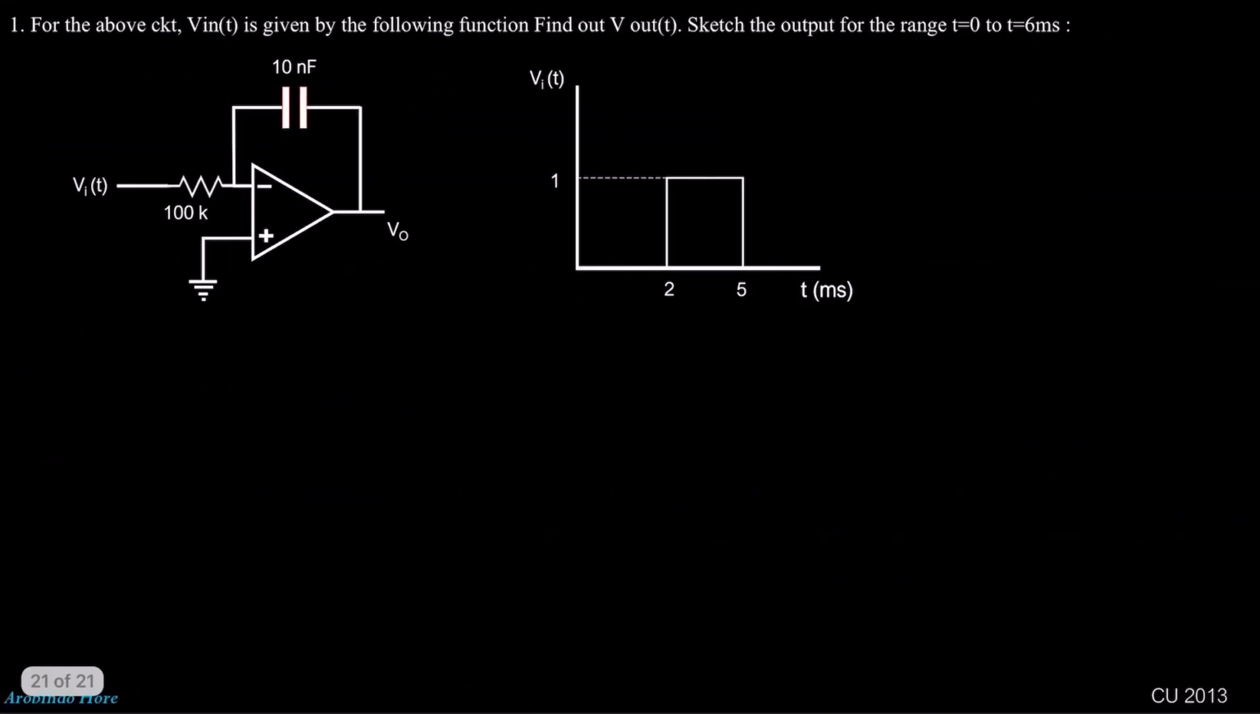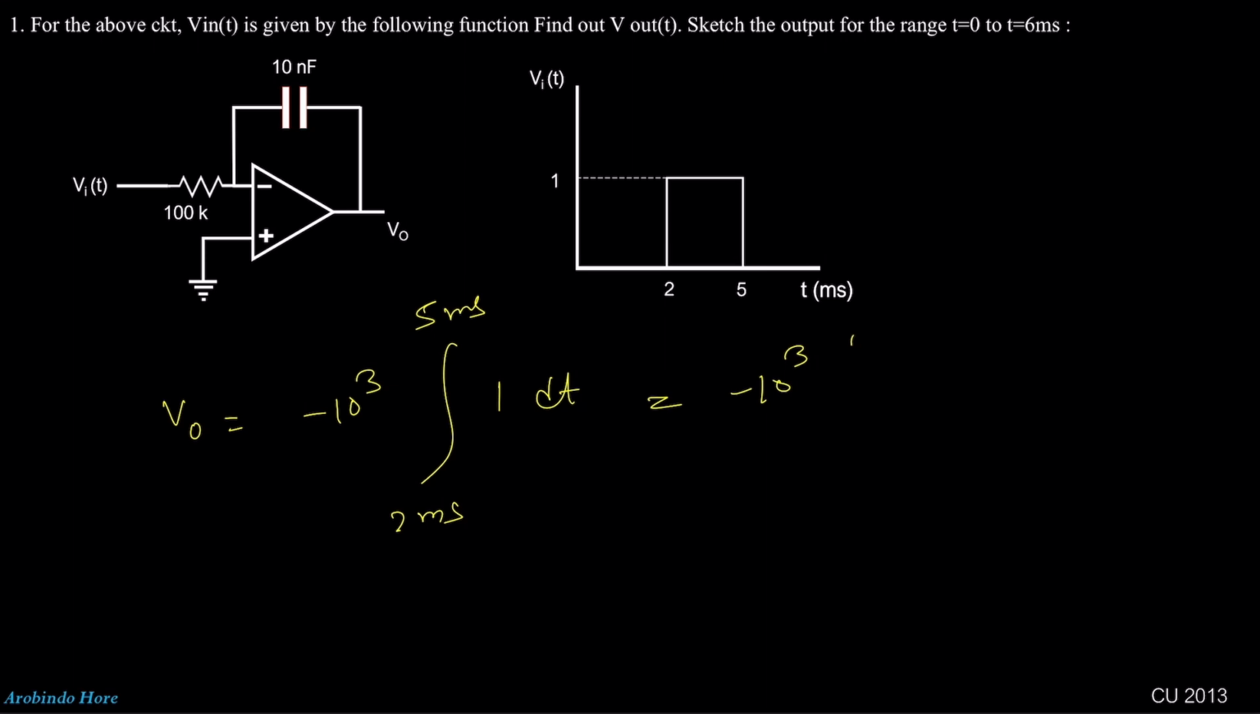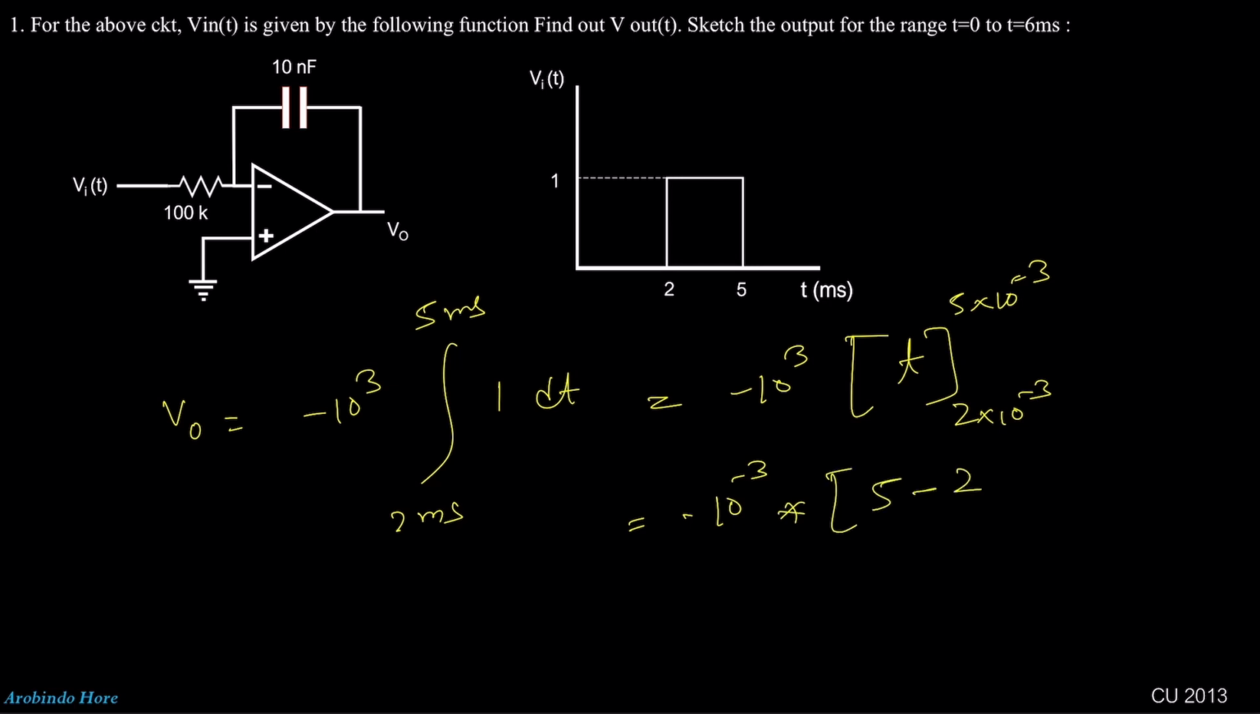Okay, so we can write down V0 will be minus 10 to the power 3, integration from 2 millisecond to 5 millisecond of 1 into dt. That means equal to minus 10 to the power 3 times t from 2 into 10 to the power minus 3 to 5 into 10 to the power minus 3. Okay, so we will get minus 10 to the power 3 into 5 minus 2 into 10 to the power minus 3. Okay, so that means we will get the value of minus 3 volt. That means we will get the value at 5 millisecond will be minus 3 volt.